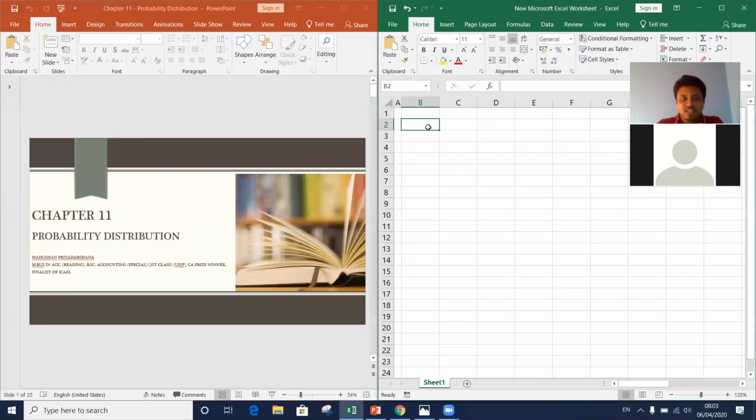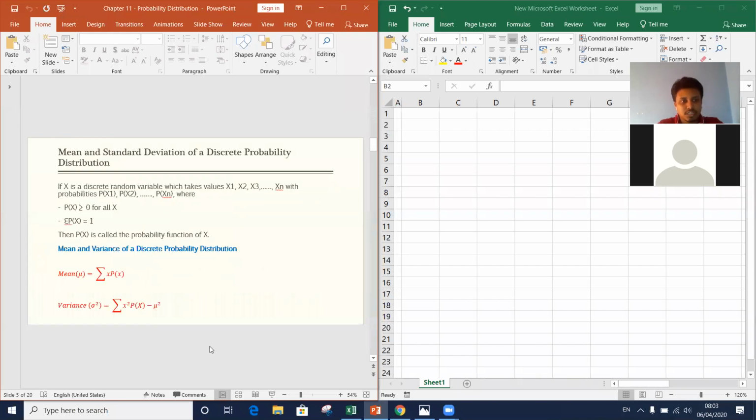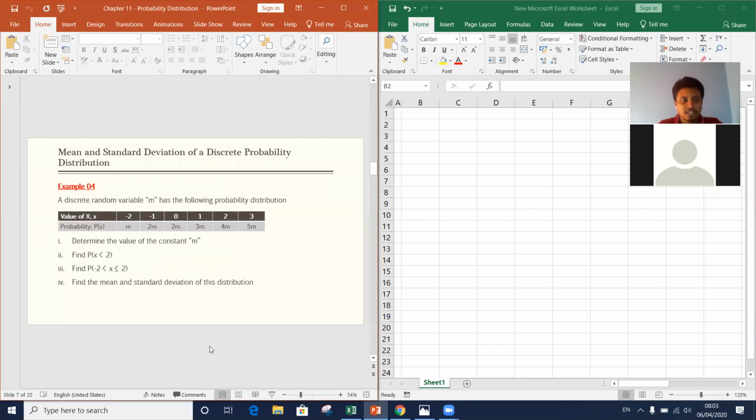Right. Okay. So we are in chapter number 11, probability distribution. So far what we have discussed is, basically, we should know what is meant by probability. Probability is associated with uncertainty, as you know, and then we discussed how to identify a probability distribution. If we are provided with a distribution, we should be able to say whether it is a probability distribution or not, right? So examples 1, 2, 3, and 4 we have already discussed, right?